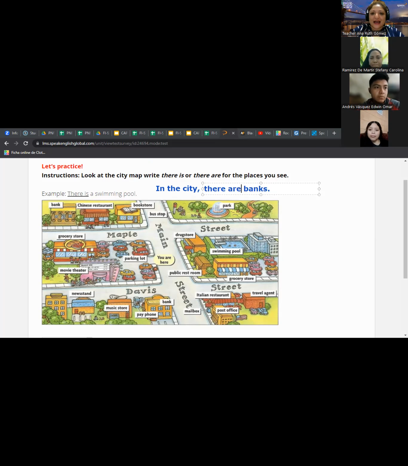Excellent. Yeah, delete a. Si quiero ser específica, ¿qué hago? What do I do if I want to be more specific? How many banks can you see? Two banks. Two. Okay, so you can say, banks. In this city, there are?